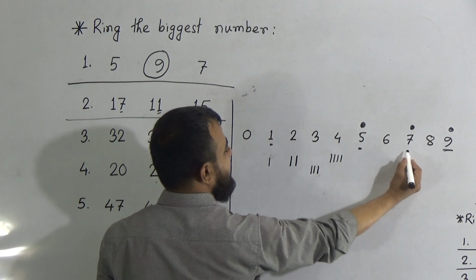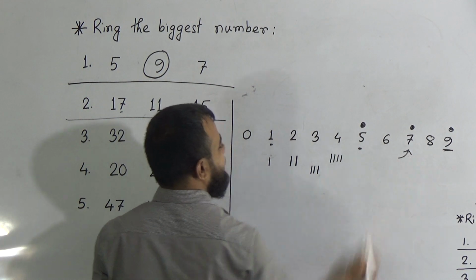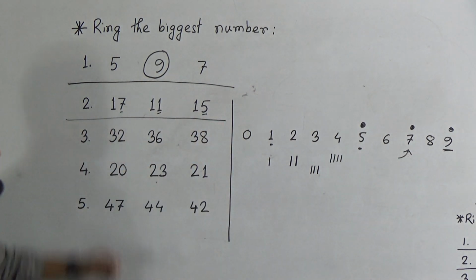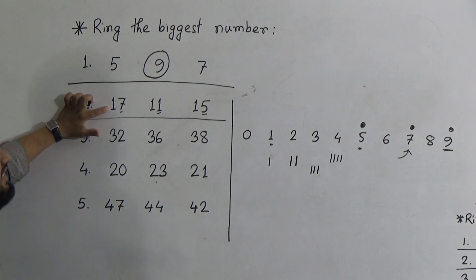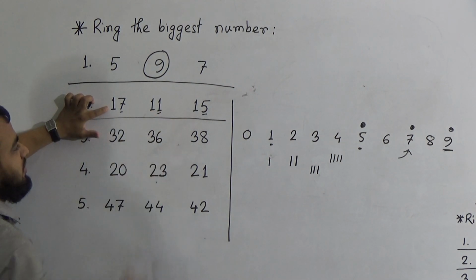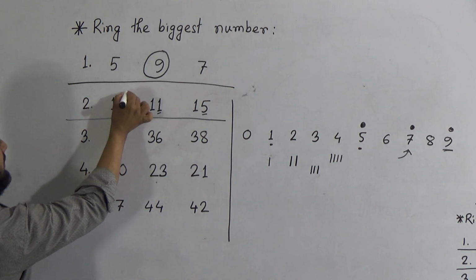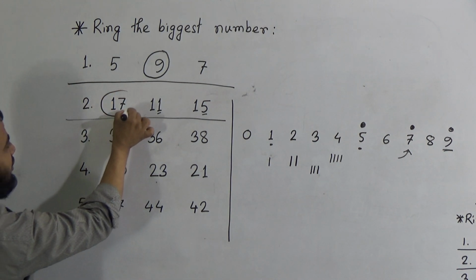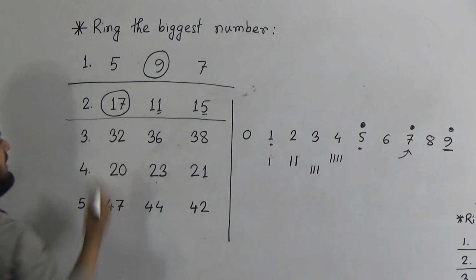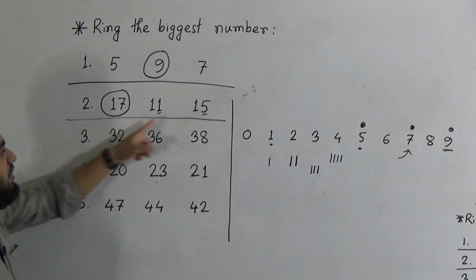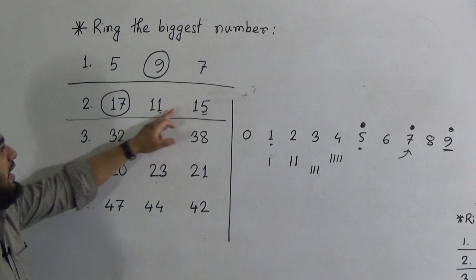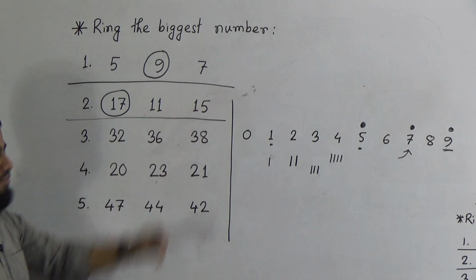1, 5 and 7. Yes, 7 is the biggest. That is why we should say that 17 is the biggest number among these three. That means we should circle 17. We should ring out 17. The number 17 should be ringed, okay? Because 17 is the biggest number among these three: 17, 11 and 15. The 17 is the biggest one.